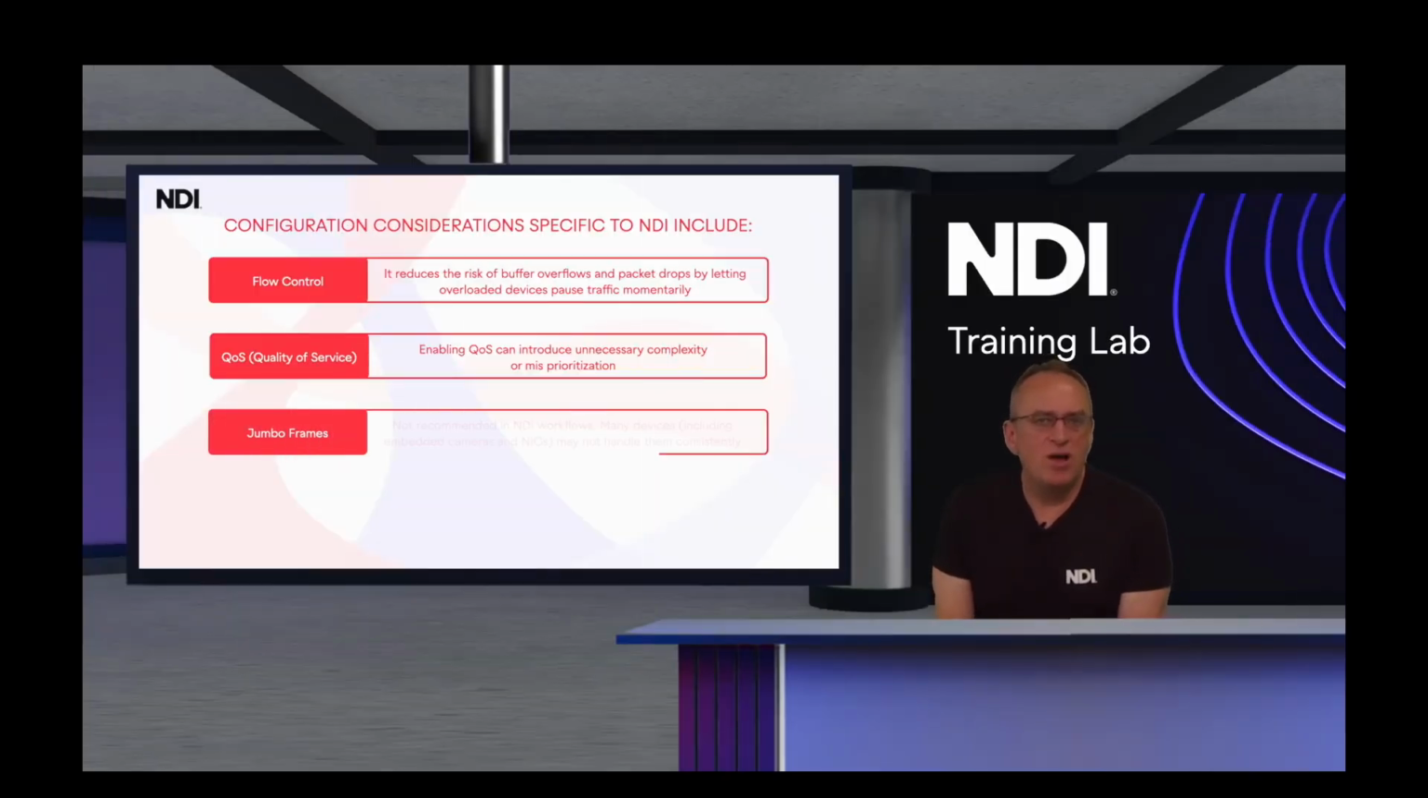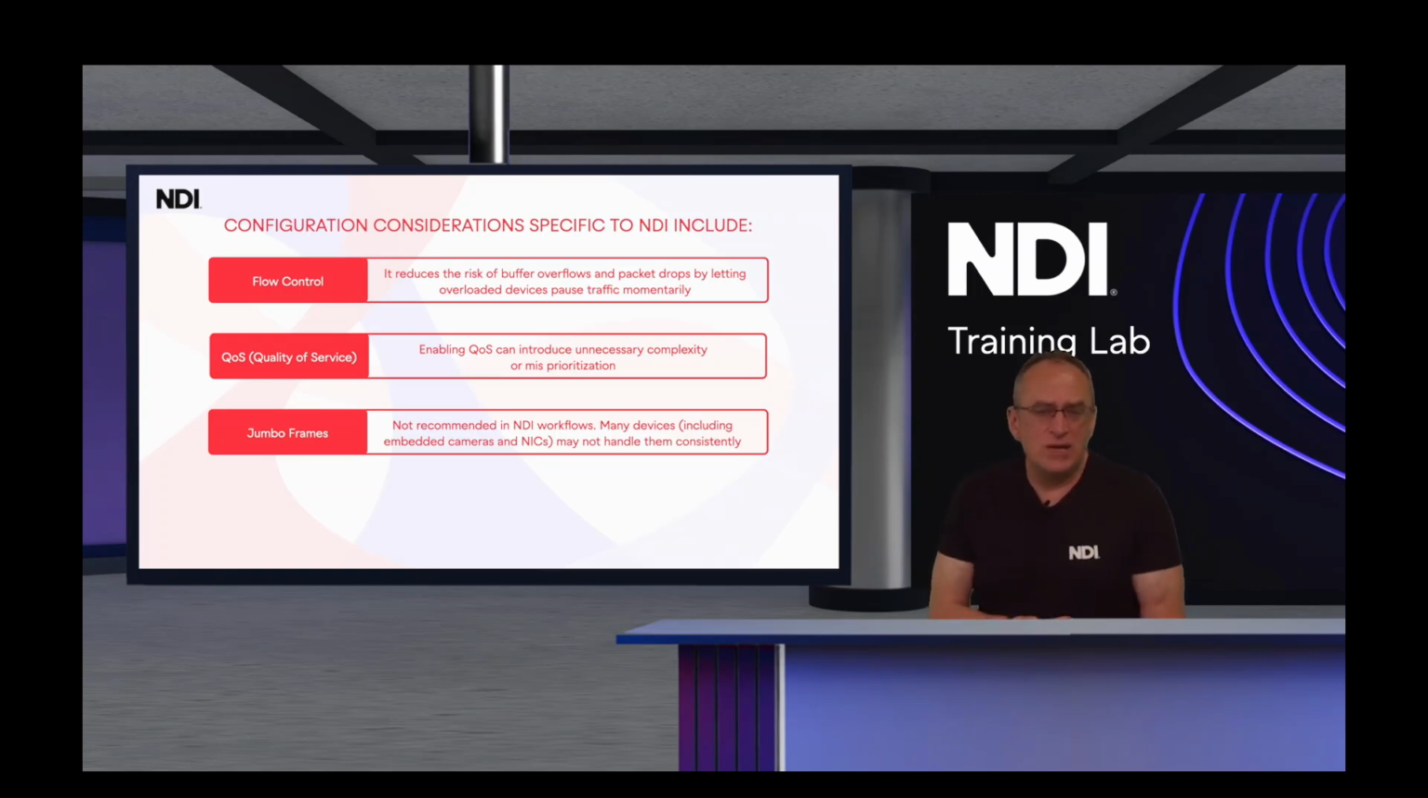Although often promoted for high-performance networking, jumbo frames are not recommended in NDI workflows. Many devices, including embedded cameras and NICs, network interface controllers, may not handle them consistently. Furthermore, if a jumbo frame is lost, the impact on the video quality is actually more severe due to the larger amount of data per packet that's lost. Standard MTU values are typically 1500 bytes, and they offer better interoperability and fault tolerance.